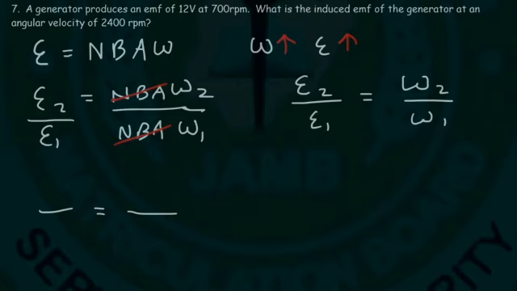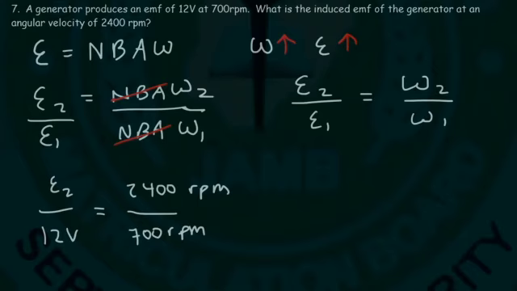So epsilon 1, the voltage, is 12 volts at an angular speed of 700 RPMs. What is the induced EMF at an angular speed of 2400 RPMs? So these units will cancel. All we need to do is multiply both sides by 12.